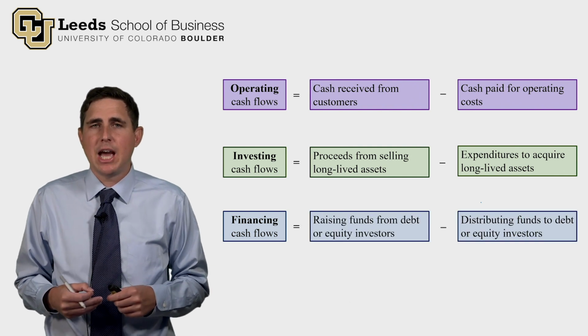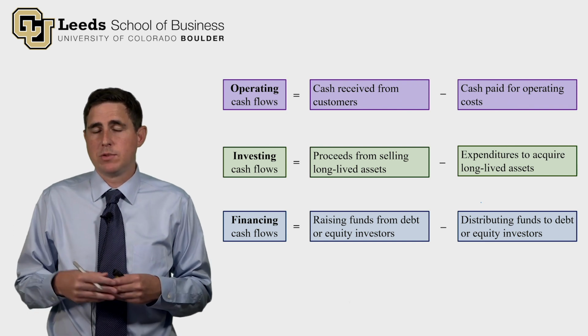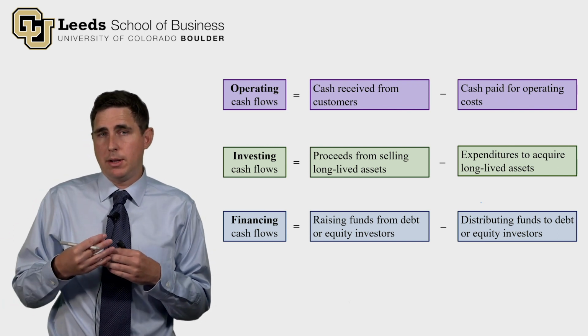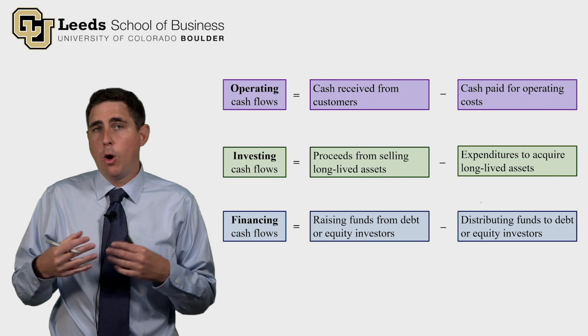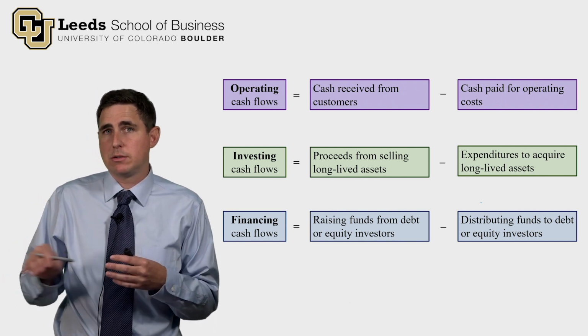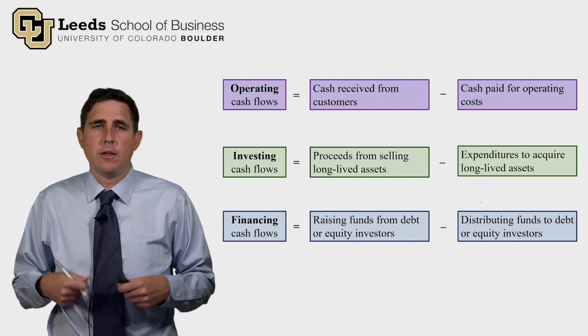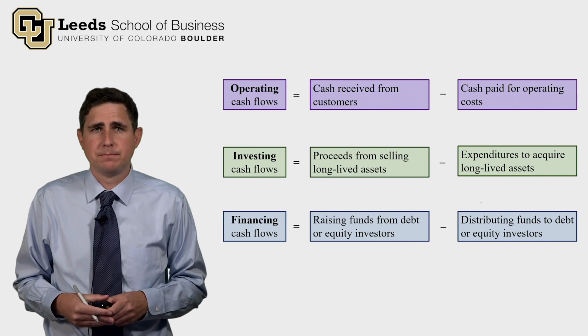Finally, financing cash flows, that's when we raise new funds from debt or equity investors. So the investors pay money into our company. That'd be a cash inflow. Or we have money in our company that we're comfortable distributing out to our investors. So we distribute funds out to our debt or equity investors. So those are financing cash flows.